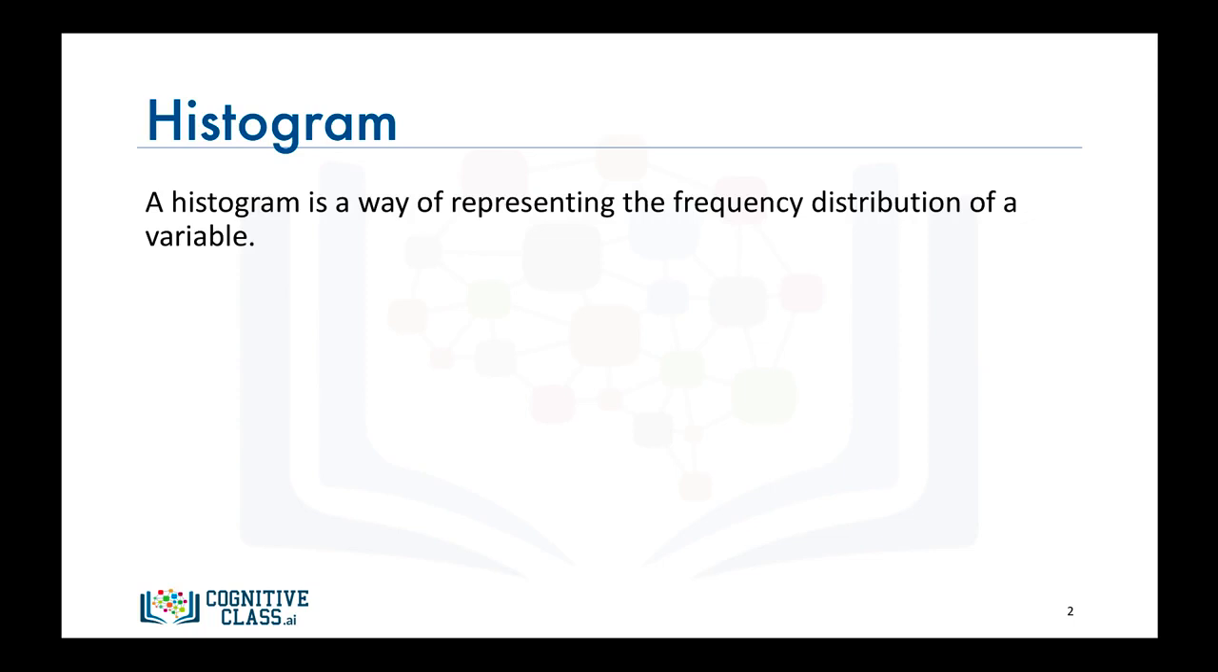A histogram is a way of representing the frequency distribution of a numeric dataset. The way it works is it partitions the spread of the numeric data into bins, assigns each data point in the dataset to a bin, and then counts the number of data points that have been assigned to each bin. So the vertical axis is actually the frequency or the number of data points in each bin.